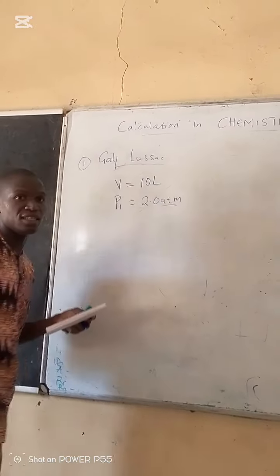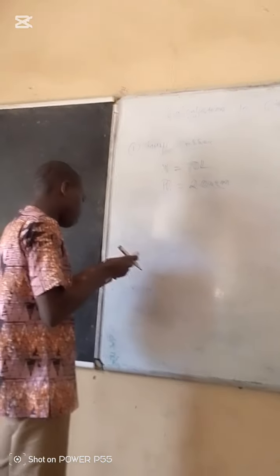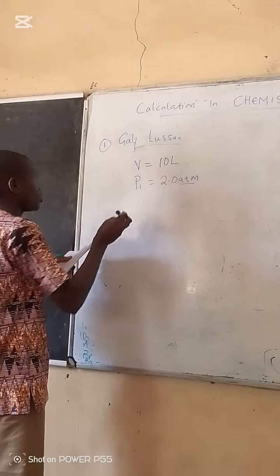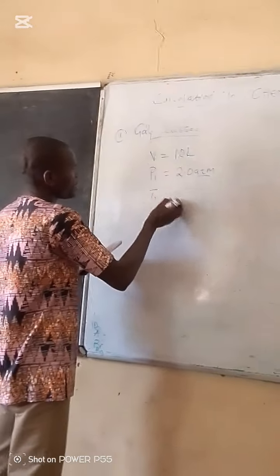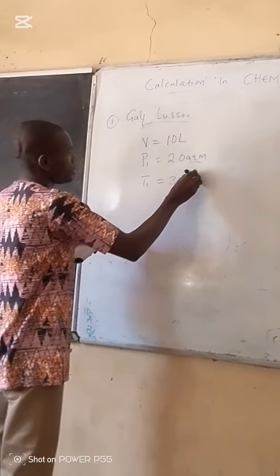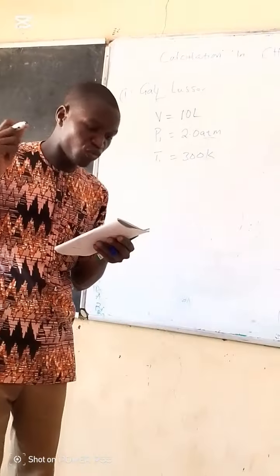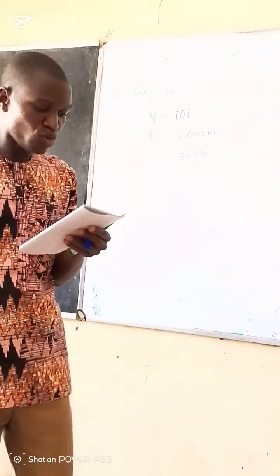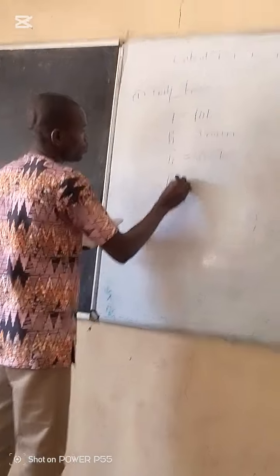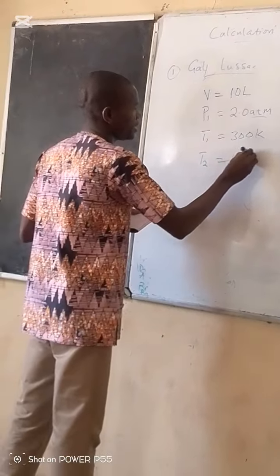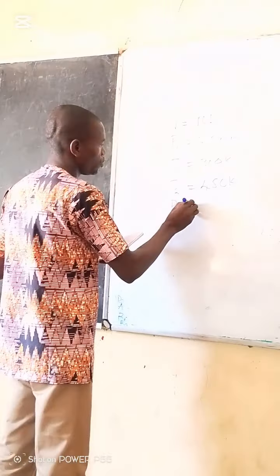I have explained what this atm is. It means atmospheric pressure. And at temperature 300 Kelvin. So T1, first temperature, is 300 Kelvin. If the temperature increases to 450 Kelvin, what will be the new pressure? So the temperature, that's T2, has been increased to 450 Kelvin. So the question now is, what is P2?